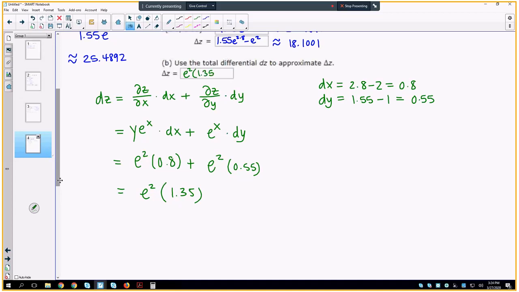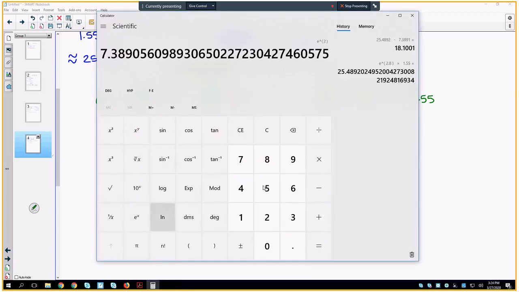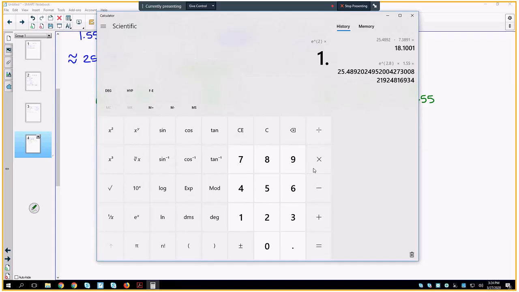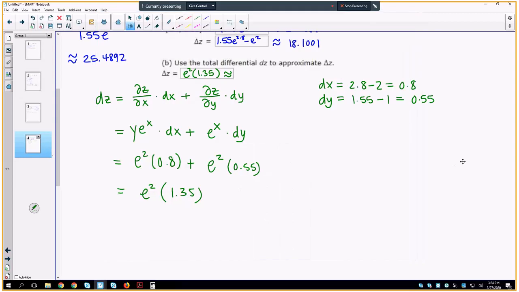We'll again use our calculator to get an approximation. And it's 9.9752, something in there. And that completes the problem.